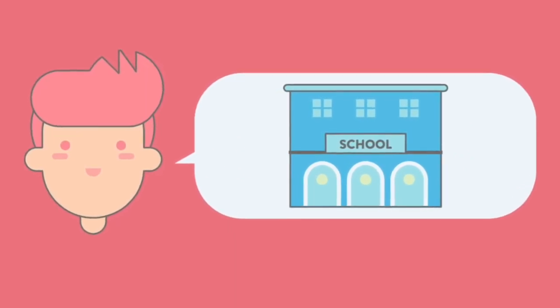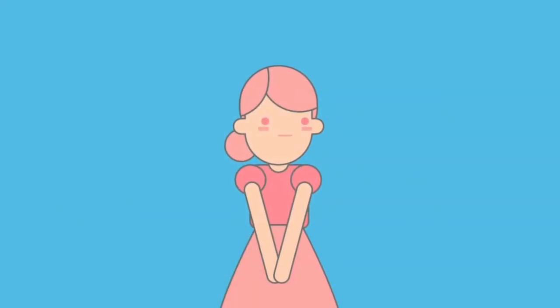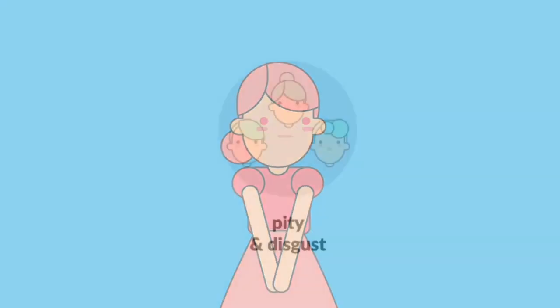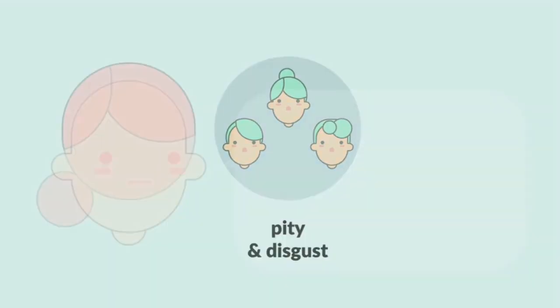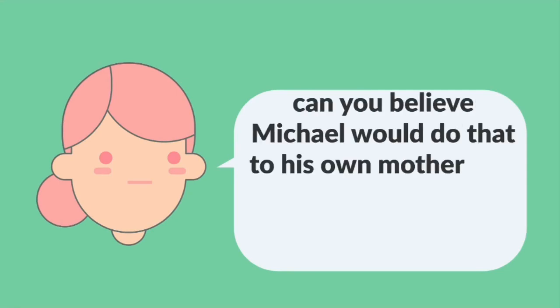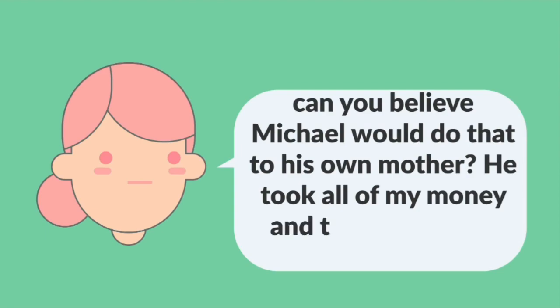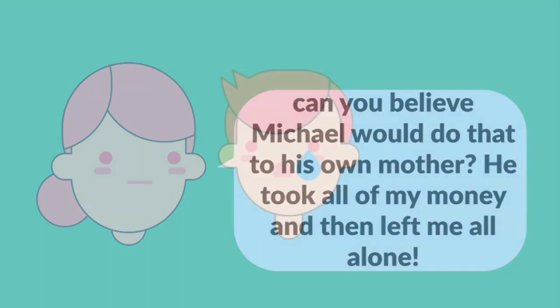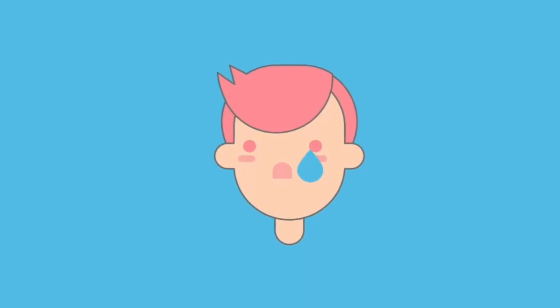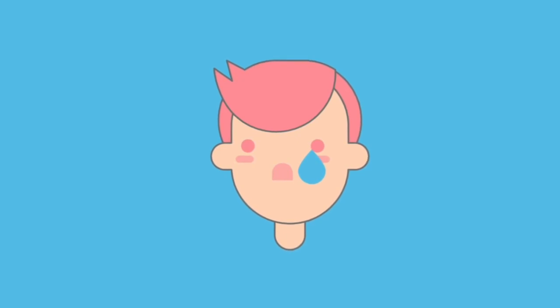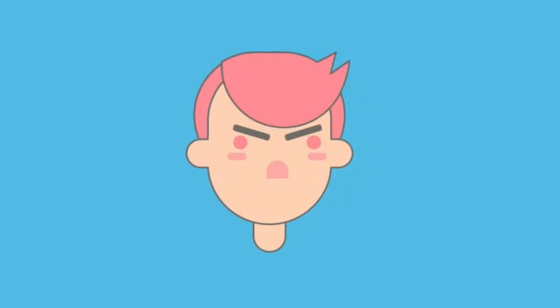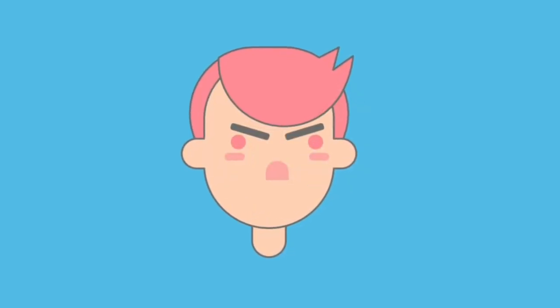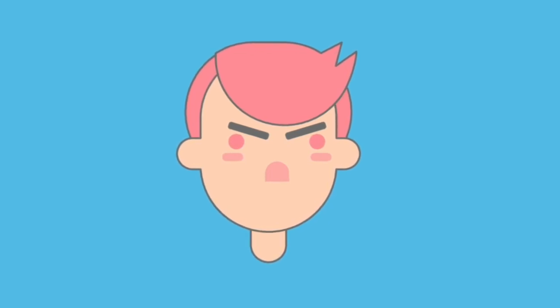So Jane's attempt to use guilt and obligation works on one of her sons, Jamie, but they fail to work on Michael. Michael tells his mom that he's moving away to go to college. So what does Jane do when the guilt and obligation fail? She uses pity and disgust. She says to Jamie, the son who feels obligated to her, "Can you believe Michael would do that to his own mother? He took all my money and left me all alone."